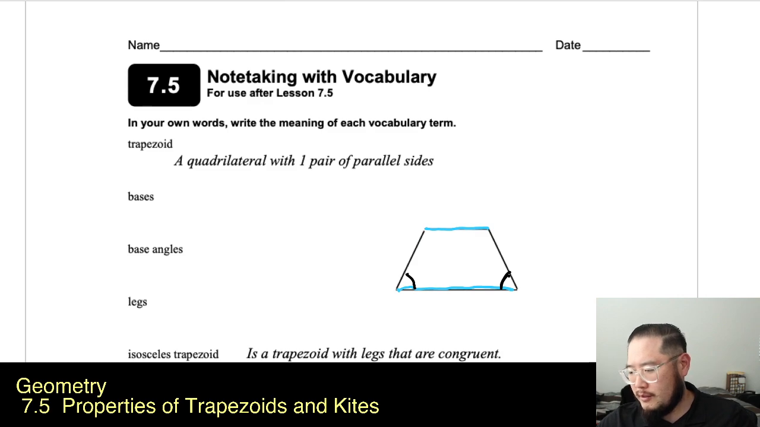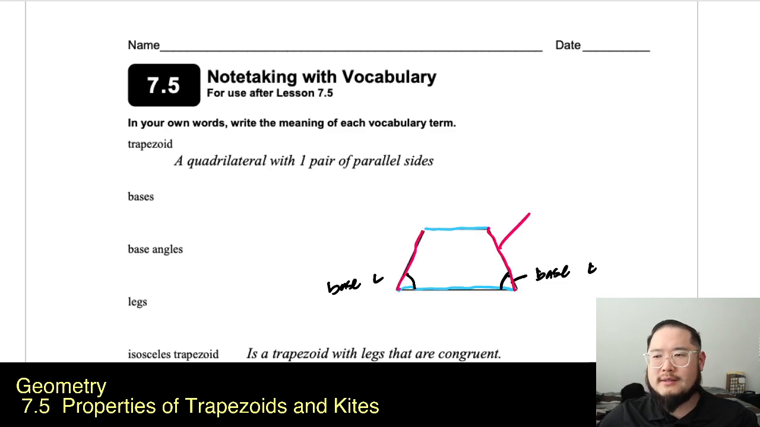So let's go ahead and put base angle, base angle. The top and the bottom are the bases, and then right here in red, those would be your legs. The difference between a trapezoid and an isosceles trapezoid is that those two legs that I have there in red would be congruent to one another.